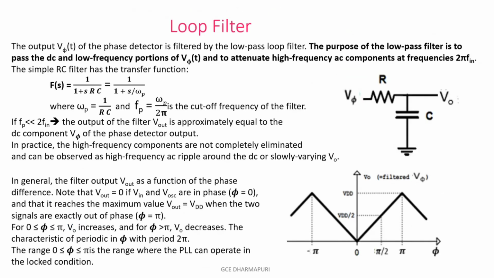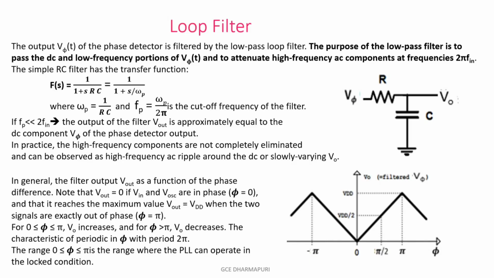Next one, loop filter. The output V5 of t of the phase detector is filtered by a low pass loop filter. The purpose of the low pass filter is to pass the DC and low frequency portion of V5 of t, and to attenuate the high frequency AC component at the frequency 2 pi Fin. The simple RC filter has a transfer function F of s is equal to 1 divided by 1 plus sRC. So I can write RC is equal to 1 divided by omega p, where F of p is equal to omega p divided by 2 pi, the cutoff frequency of the filter.